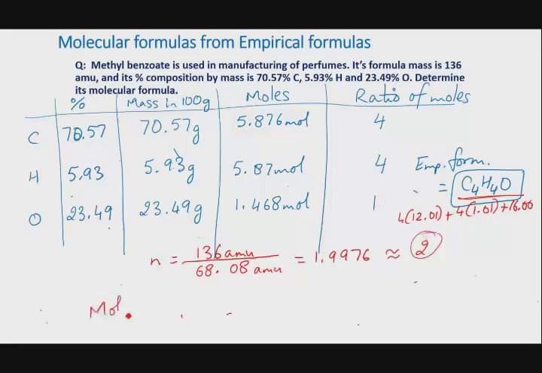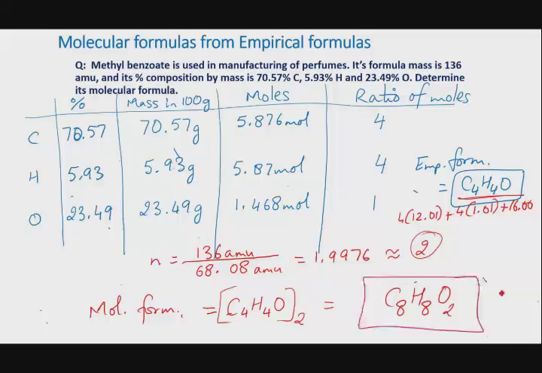Therefore, the molecular formula of this compound, methyl benzoate, is C4H4O multiplied by the number 2. That gives us C8H8O2 as the final answer.